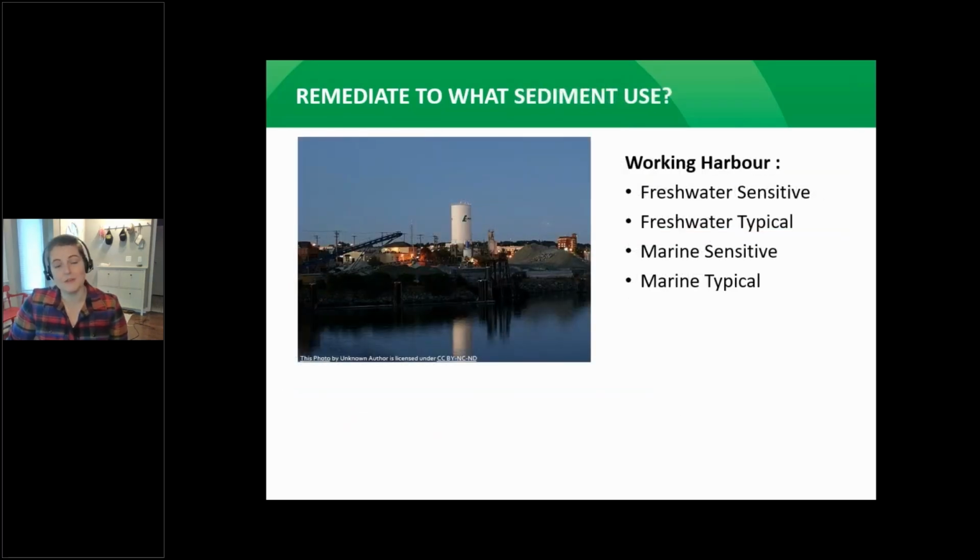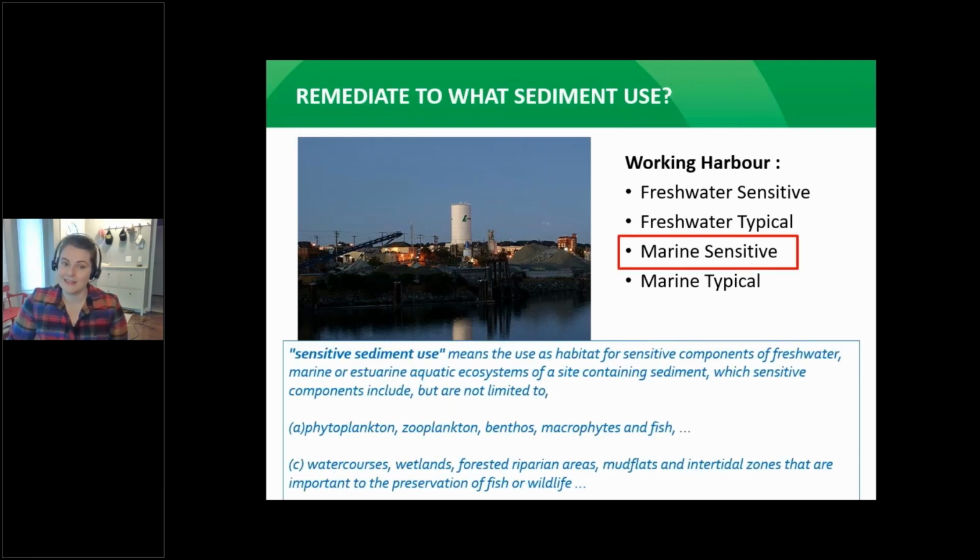Lastly, what sediment use would you expect to apply to a working harbor, such as Rock Bay within Victoria Harbor? Next. The answer is marine sensitive, because the definition of sensitive sediment includes an aquatic ecosystem containing phytoplankton, zooplankton, benthos, macrophytes, and fish, and any intertidal zone that is important to the preservation of fish or wildlife. In fact, typical sediment standards would rarely be used for remediation. An example of when they may be used is a maintained waterway that is actively dredged, thereby preventing the establishment of any habitat. Next slide, please.